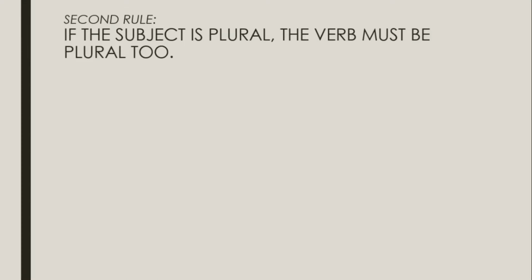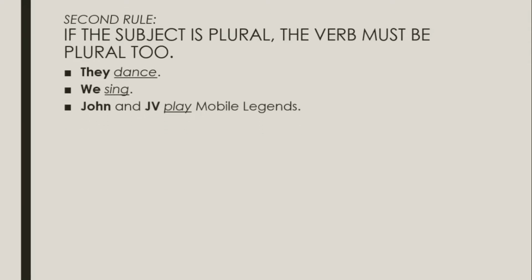Second rule, if the subject is plural, the verb must be plural too. For example, they dance, we sing, John and JV play Mobile Legends, and my friends go shopping. So that is very simple. These pronouns, which are they and we, and personal nouns John and JV, as well as this noun friends, are all plural, so they need to have a plural verb which does not end with S.